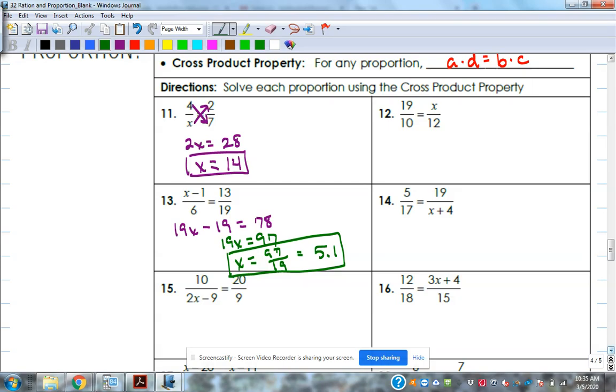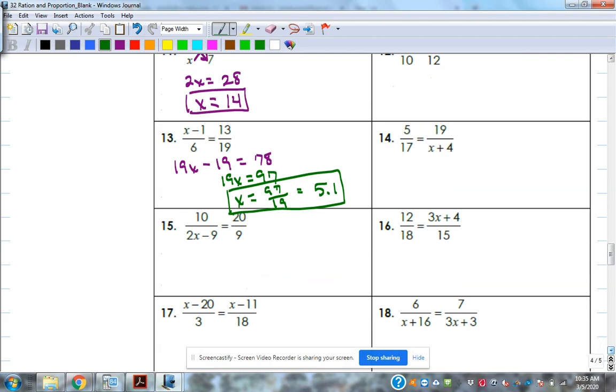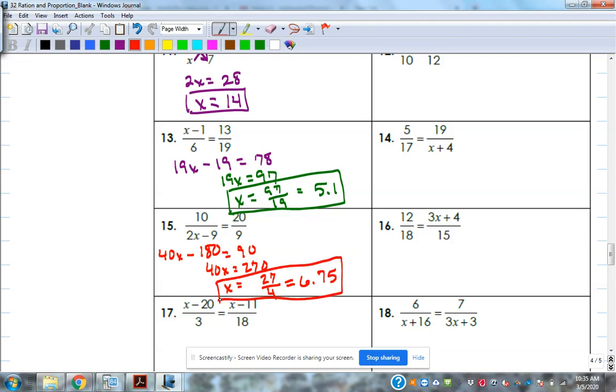But 15. Cross product. Okay. 40x minus 180. 40x is equal to 270. I know that'll simplify to be 27 over 4, which as a decimal is what? 6 with 3 leftovers, or 6.75. Again, I prefer the fraction form of that, but there may be times we need the decimal form for whatever purpose.